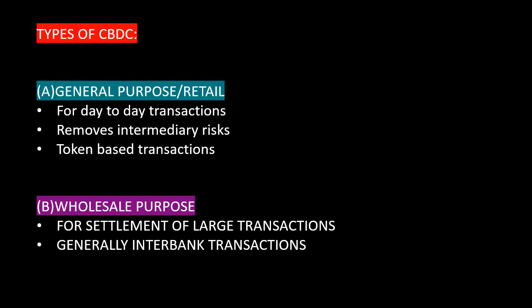And the second one is wholesale purpose. It is signified from its name itself that it is wholesale, meaning some big amount of transaction is there. Large transaction settlement is there in case of wholesale purpose. And this large amount of transaction is generally between two banks. These transactions are not between two individuals, rather these transactions are between two banks. Interbank transactions we can say. Okay, so these are the types of central bank digital currency.